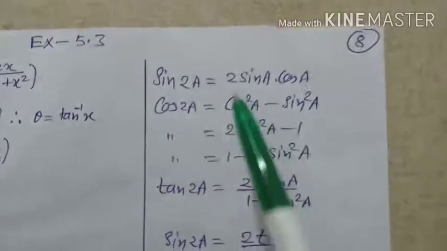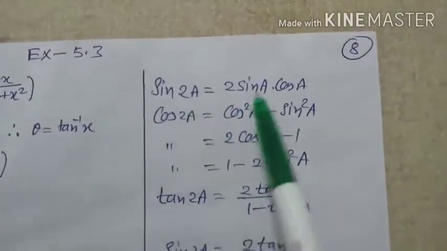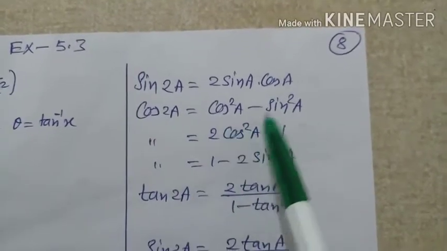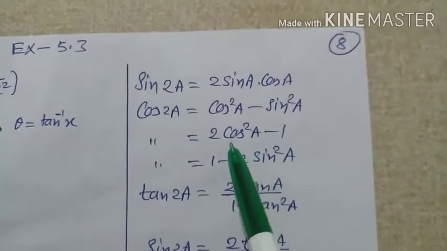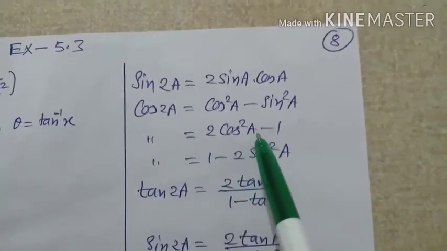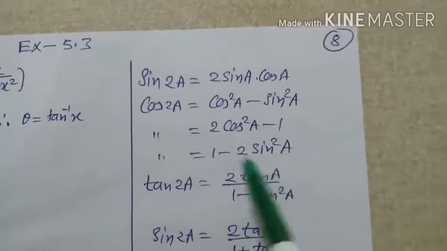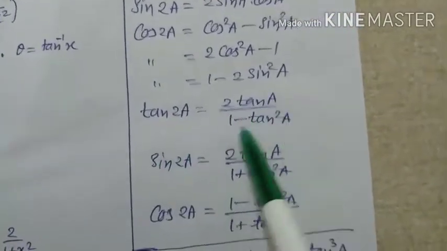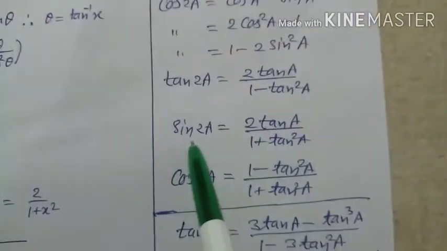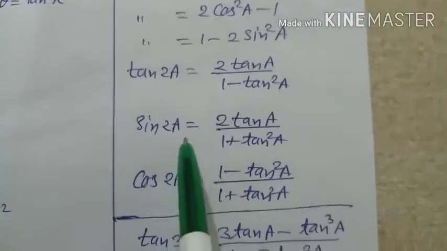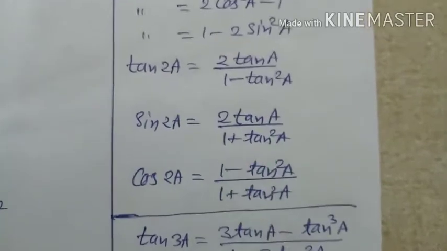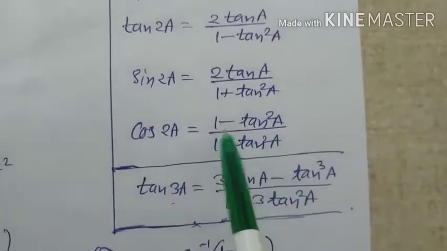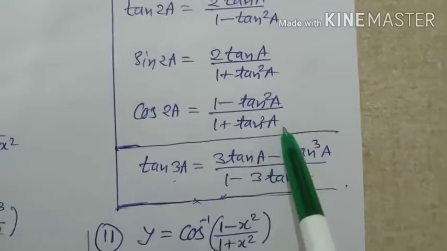First, the half-angle formulas. sin 2a is 2 sin a cos a. cos 2a is cos square a minus sin square a; this is the first formula. In terms of cos alone, it is 2 cos square a minus 1. In terms of sin alone, it is 1 minus 2 sin square a. And tan 2a is 2 tan a upon 1 minus tan square a. sin 2a broken into the half angle, in terms of tan, is 2 tan a upon 1 plus tan square a, and cos 2a in terms of tan is 1 minus tan square a upon 1 plus tan square a.